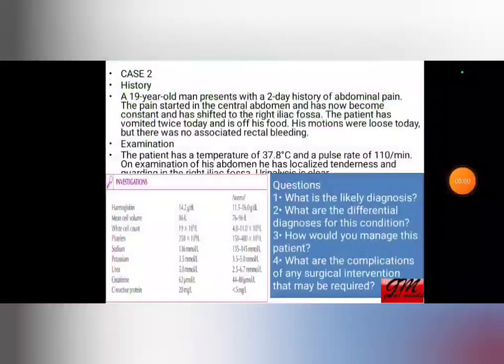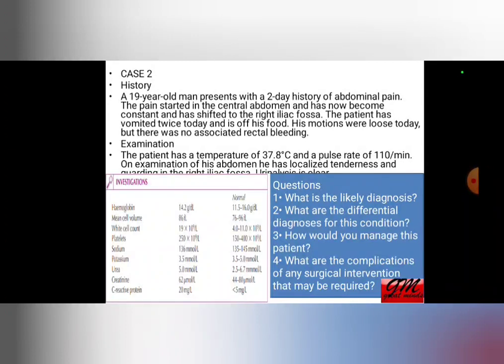Thanks very much. The next case is case number 2, where you have a 90-year-old male that presents with a 2-day history of abdominal pain. The pain started at the central abdomen and has now become constant and has shifted to the right iliac fossa. The patient has vomited twice today and is off his food. His motions were loose today, but there is no associated rectal bleeding.